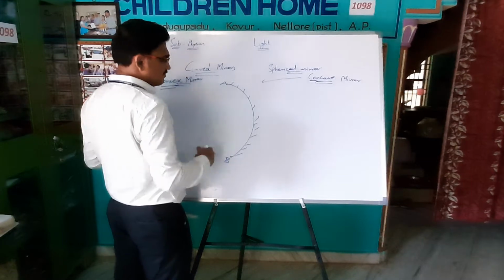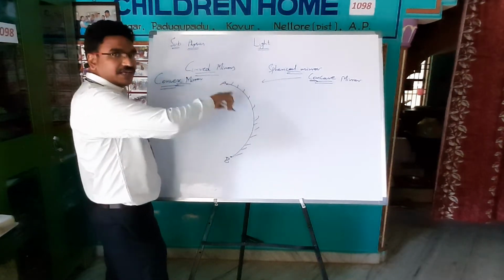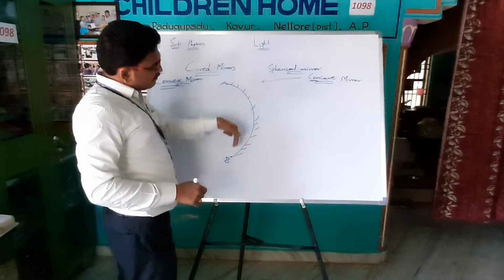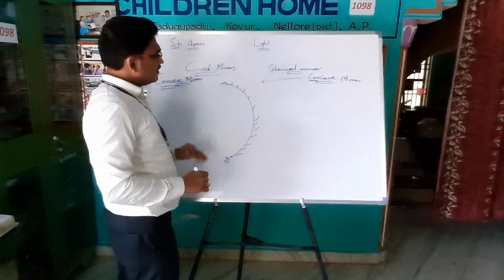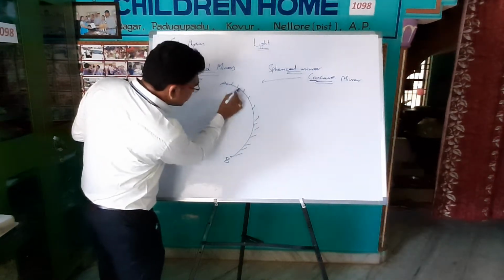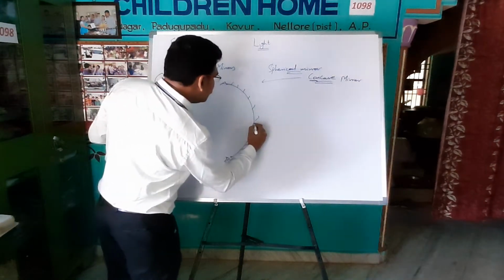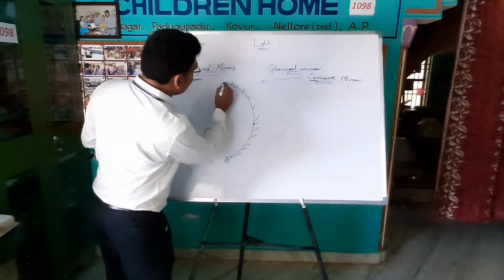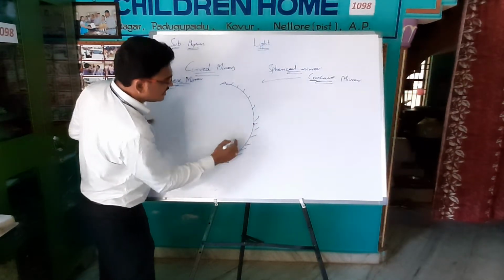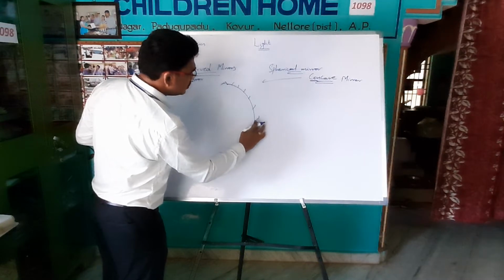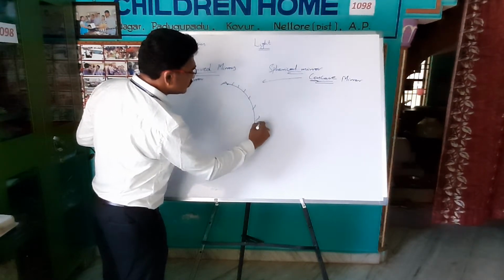This is AB. AB is the spherical mirror. This is a part of the sphere. Okay, now if I take this AB, I am going to take the geometric center of AB. From here to here, this geometric center I am calling P.